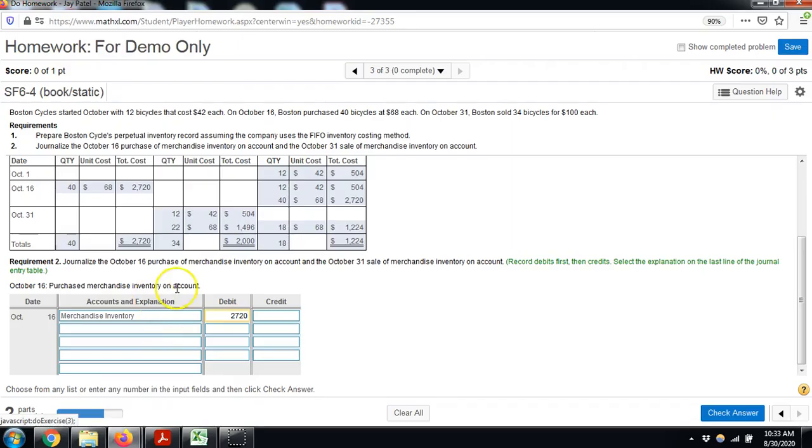And it says we purchased on account, so it's going to be accounts payable. So this should be familiar. This is essentially chapter 5 stuff, but we're now digging one layer deeper into seeing how this total cost came about by unit cost and quantity.